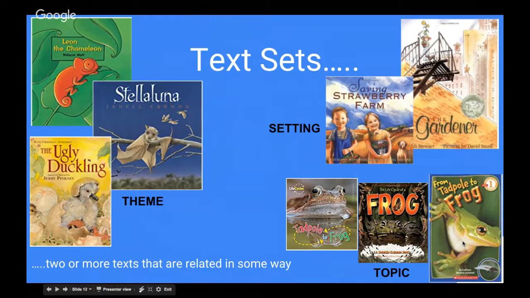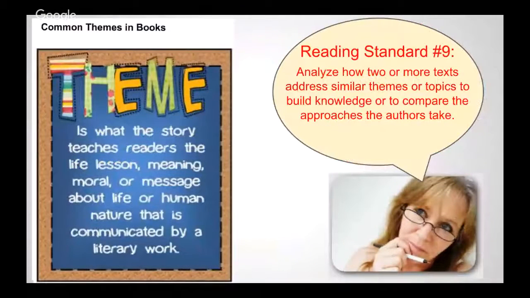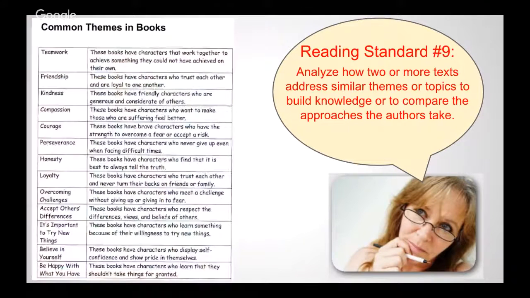This text set on topics are all going to address what are the stages of the life cycle of a frog. Again, comparing texts, comparing of authors on this one topic. So Standard 9 starts with text sets, and it is primarily about theme among those text sets. So this chart kind of gives a little bit of idea about the variety of themes that we can be contrasting and comparing texts with.